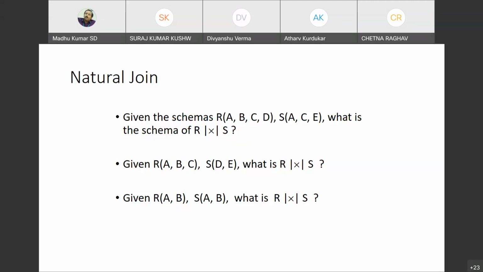Yeah, so now comes the question to Navneet. Given R is ABC and S is DE, what is R natural join S? Yes. Sir, there is no common column, no common attribute. So what will be the result?